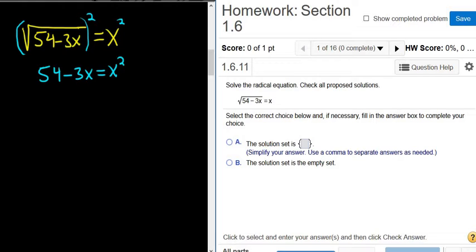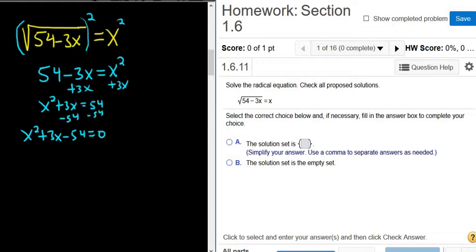Okay, then this is a quadratic equation, so we're going to set it equal to 0. So we'll add the 3x. So we get x squared plus 3x equals 54, and then subtract the 54. So we have x squared plus 3x minus 54 equals 0.